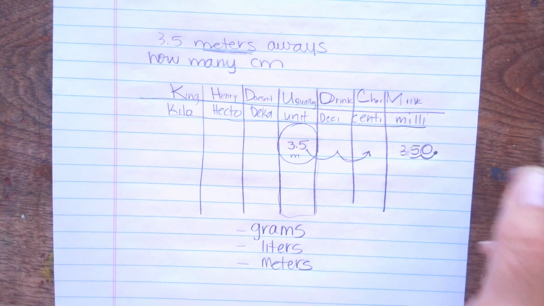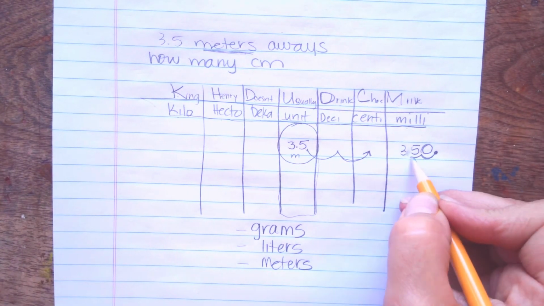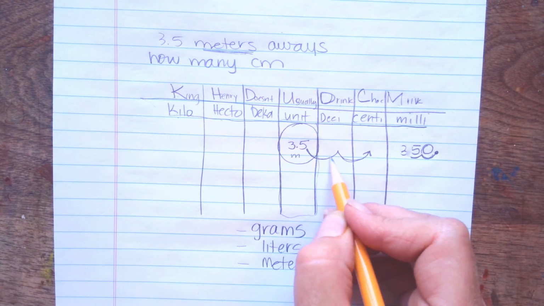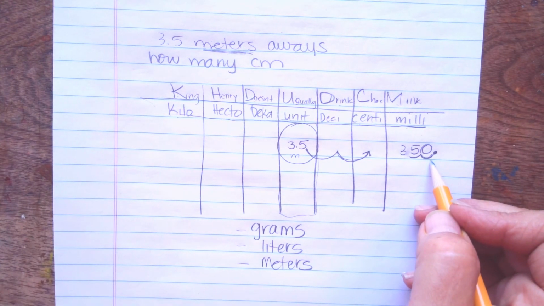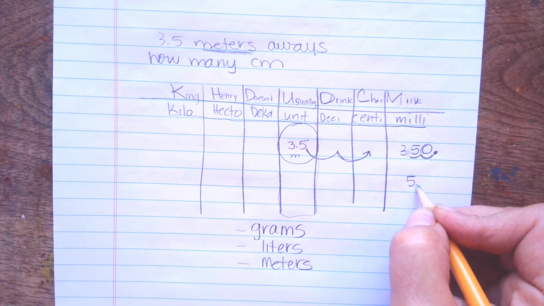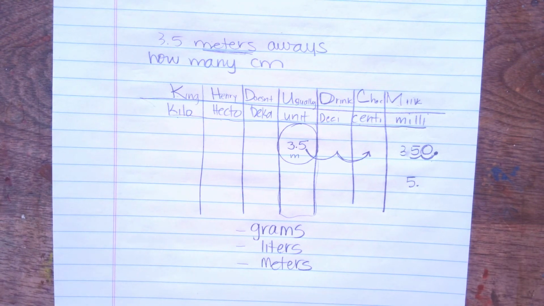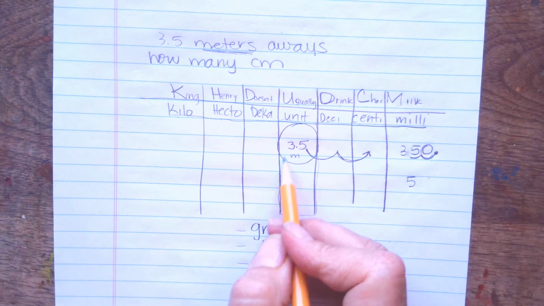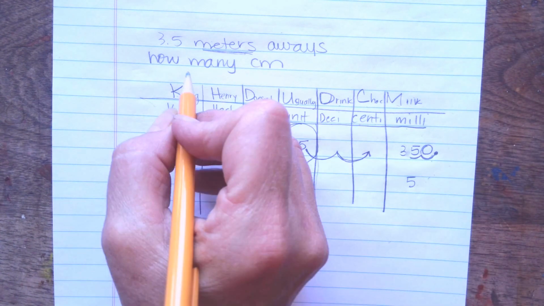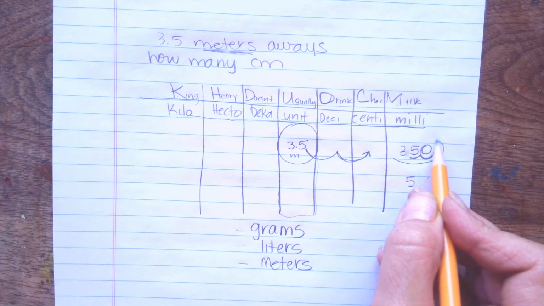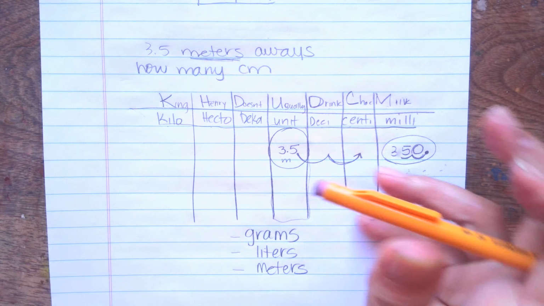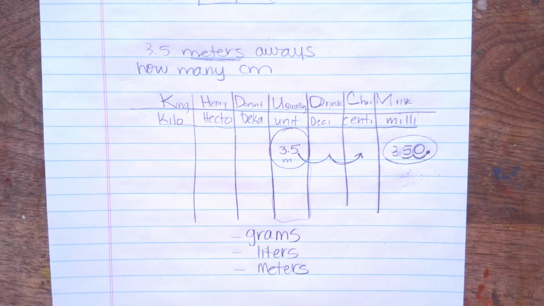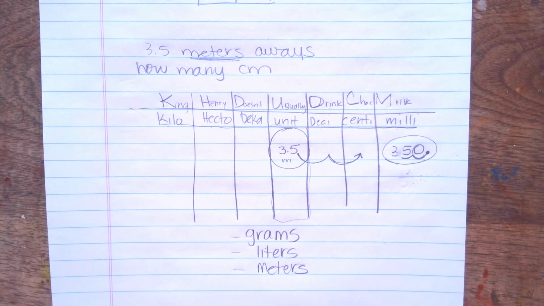So basically what we did was we took our decimal and we moved it 2 jumps this way. Okay. And so every number has an imaginary decimal after it. So when you write the number 5, it's really 5 point, but we just don't write that. So 3.5 meters is how many centimeters? 350 centimeters. Okay. And we can do more of those as well.